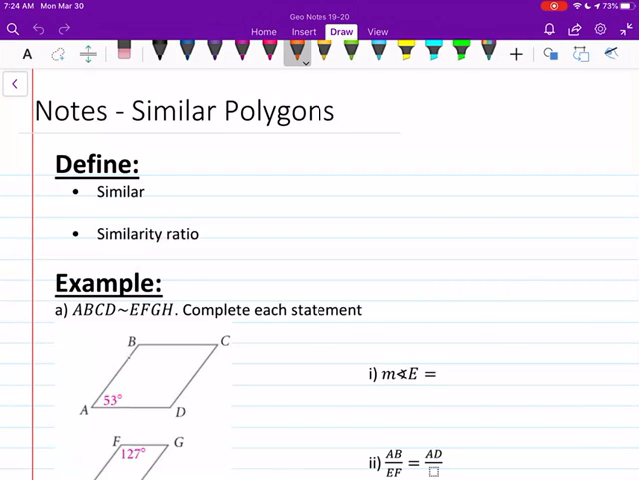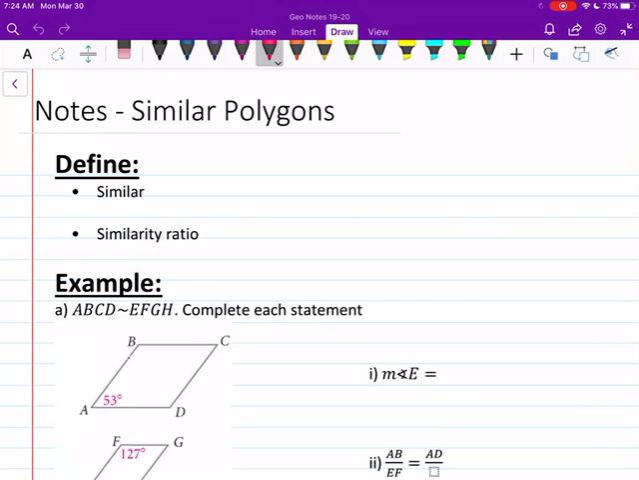So today we are continuing. Last lesson we did ratios and proportions, and we need that for today's lesson. Today we are talking about similar polygons. What does it mean when we talk about similar shapes? Two figures that have the same shape but are not necessarily the same size are similar.